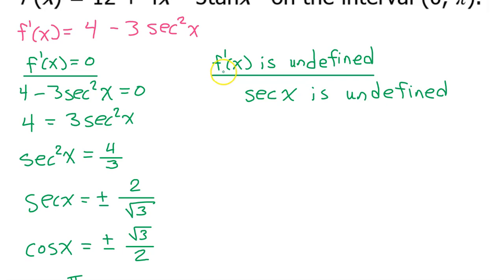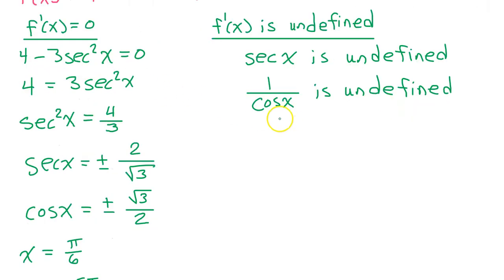The other source of critical numbers is where f prime is undefined, and f prime will be undefined wherever secant x itself is undefined. But secant x is 1 over cosine x, and this expression will be undefined wherever the denominator, cosine x, is equal to 0.